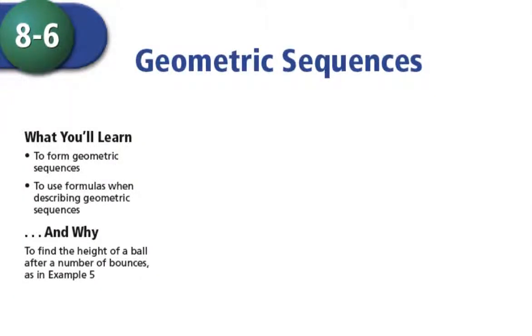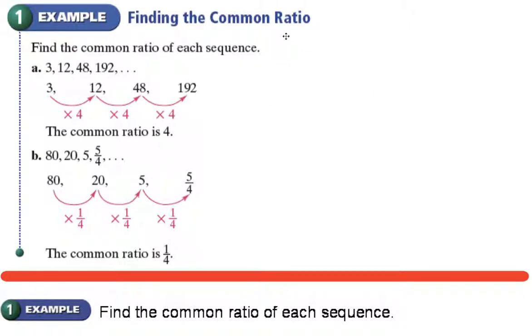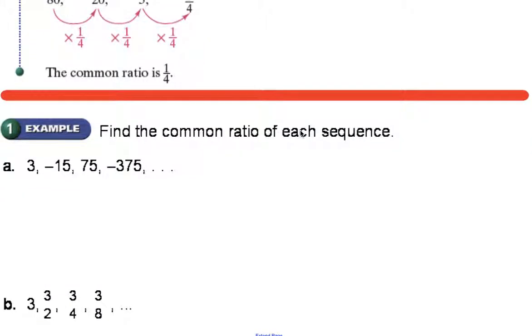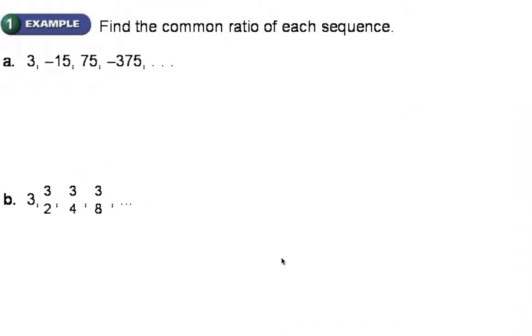All right, guys, 8-6, geometric sequences. We are going to form geometric sequences, finding the common ratio and using that knowledge to find what those sequences are. And also we're going to use those formulas when describing geometric sequences. All right, so finding the common ratio is probably one of the easiest things that we're going to be doing in this particular section. At least I think it is.